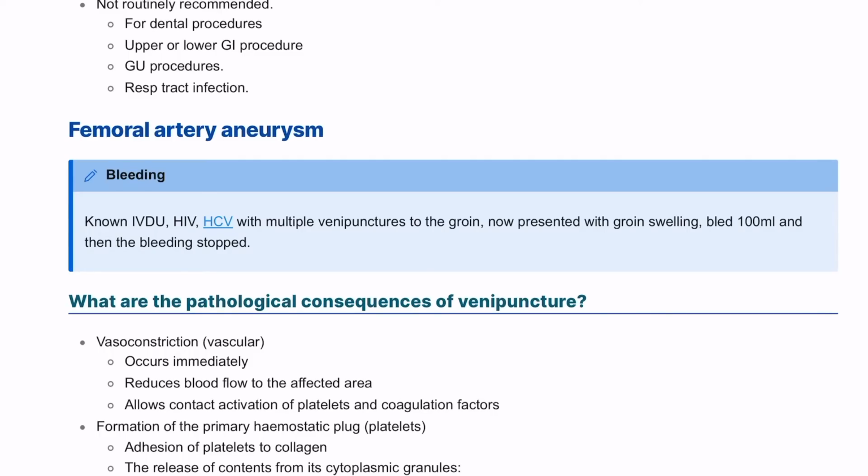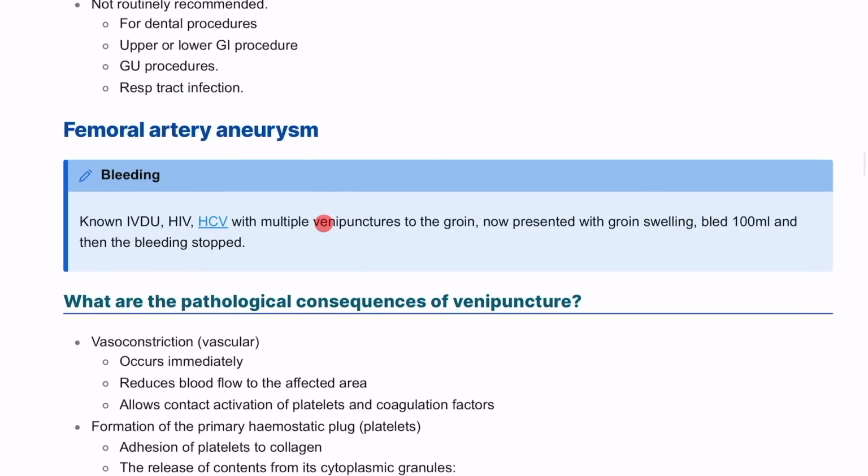The next part in the cardiovascular section will be femoral artery aneurysm. There was a male patient, non-IV drug user, with HIV and HCV, with multiple venipunctures in the groin, and now presented with groin swelling, bled 100 ml, and the bleeding stopped.